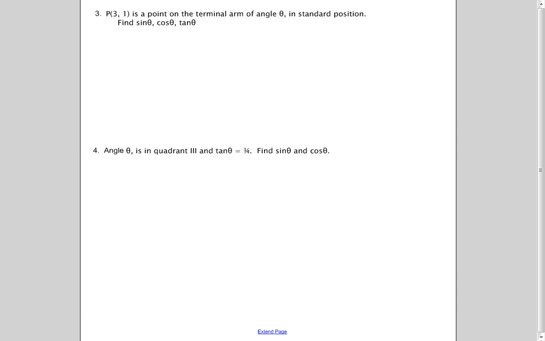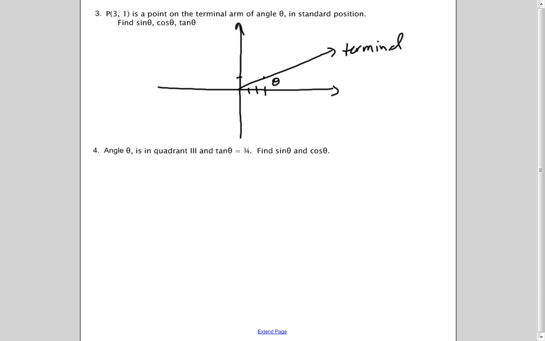A point (3, 1) is a point on the terminal arm of angle theta in standard position. Find sine theta, cos theta, and tan theta. So in standard position, I am rotating counterclockwise, and we are going through the point (3, 1). Well, I don't have to go very far. That would be my angle of rotation here. This is my terminal arm, and it goes through the point (3, 1).